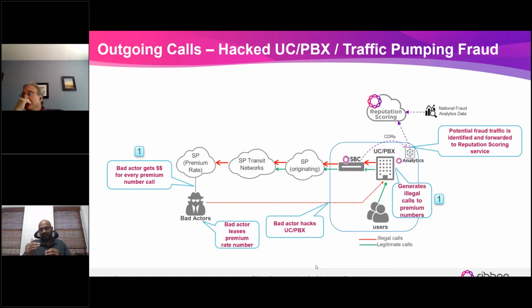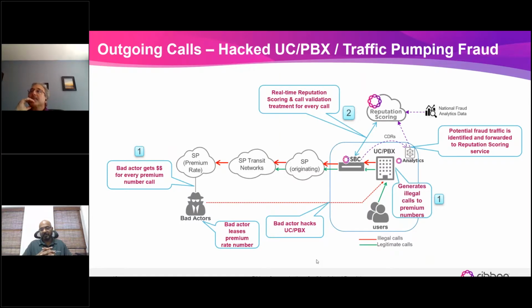So we need to first of all detect the anomaly, then see if it's a regular anomaly that is considered good, or if it is a bad call. And those are then fed back into the reputation scoring system. Then when the SBC gets the call, it queries the reputation scoring system and gets the real-time score. In this case, it's a bad call going to an IRSF destination or a domestic revenue fraud destination, and the SBC is going to block that call based on the score returned from reputation scoring.